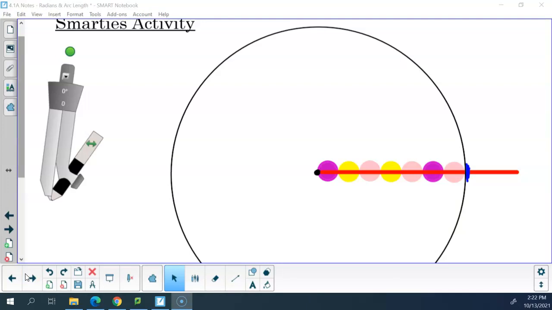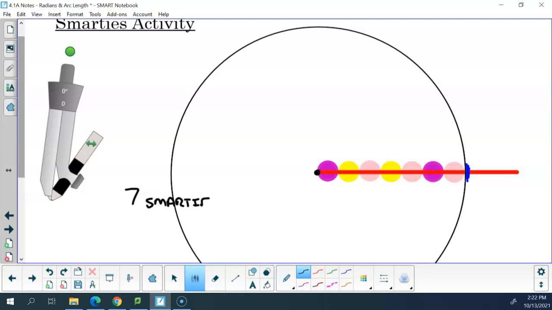So now, remember, you started with 7 Smarties. Okay? So now what I want you to do is pick any point on your circle, and put an X on that point, or on the circle, I should say. So I'm going to put my X right there. It can be anywhere on your circle.